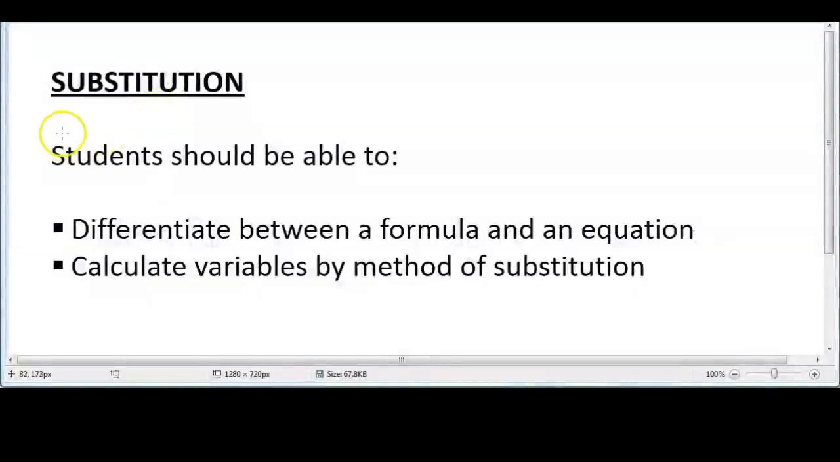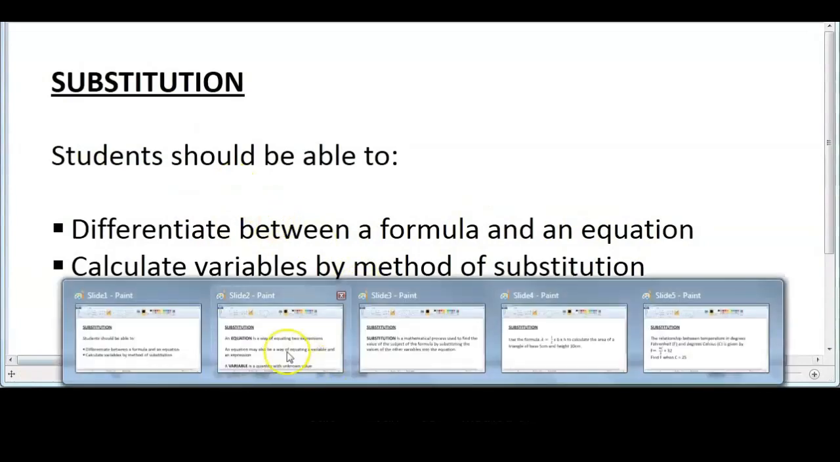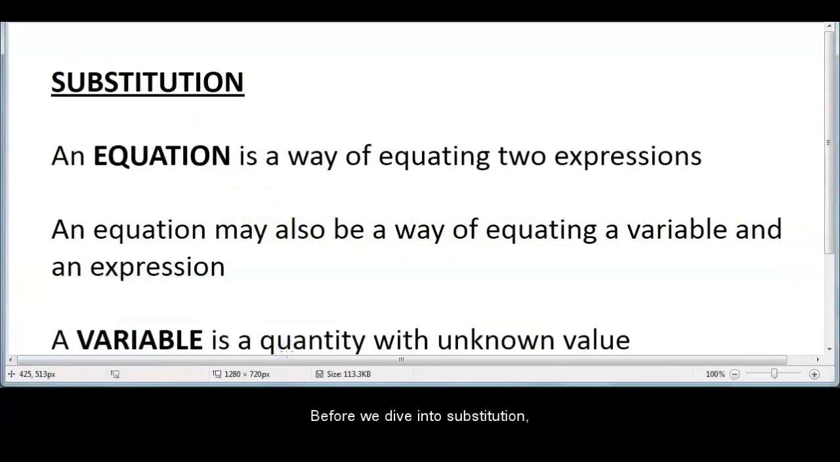Substitution, our next topic. You should be able to differentiate between a formula and an equation, and calculate variables by method of substitution. Before we dive into substitution, there are three definitions I want us to revisit.